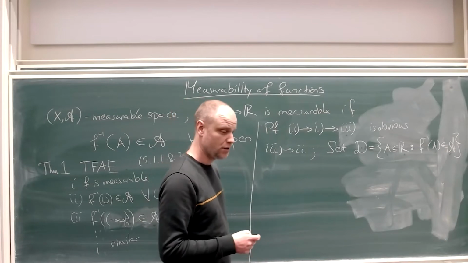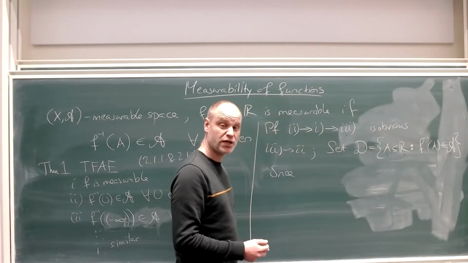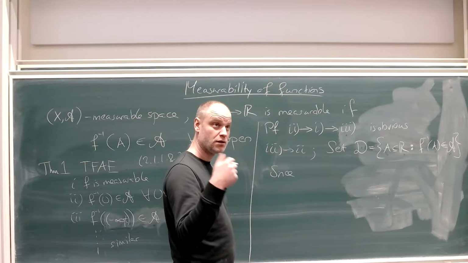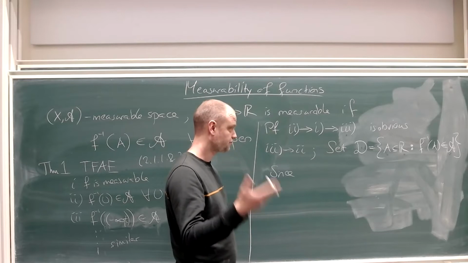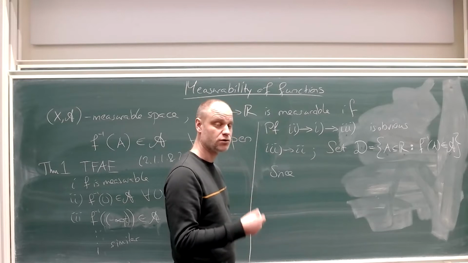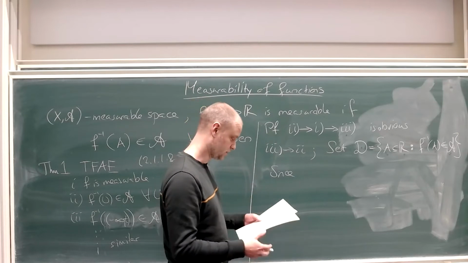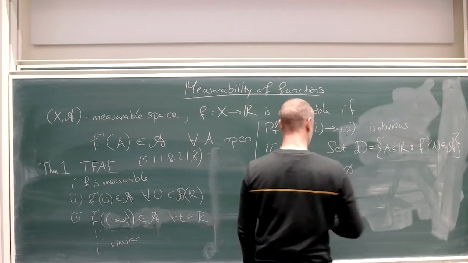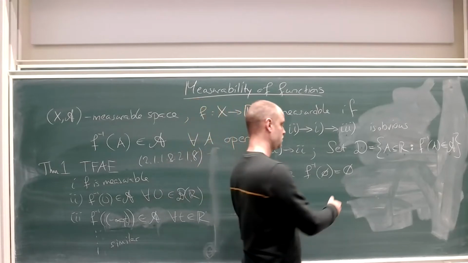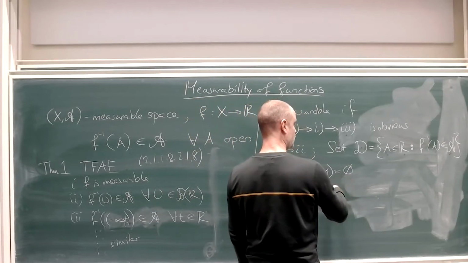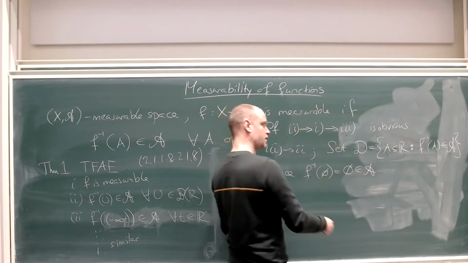All right. Okay, so we want to show that D is a sigma algebra. Let's get to it. We need to check three conditions, right? That we're allowed to take infinite or countable unions of sets without leaving the set, that we're allowed to take complements, and that the empty set is inside. Since the pre-image of the empty set is the empty set, which is in A, we see that the empty set is in D.